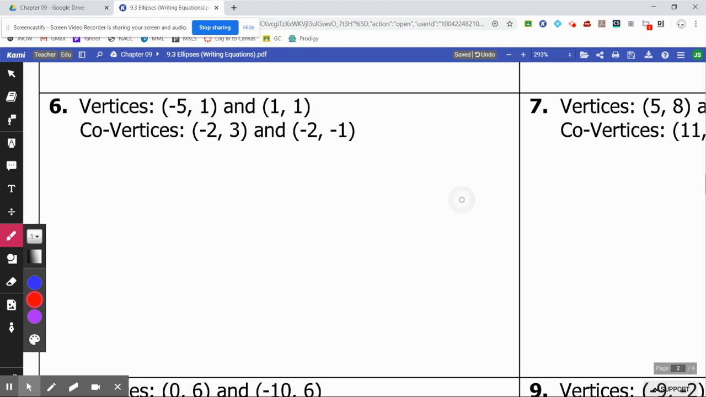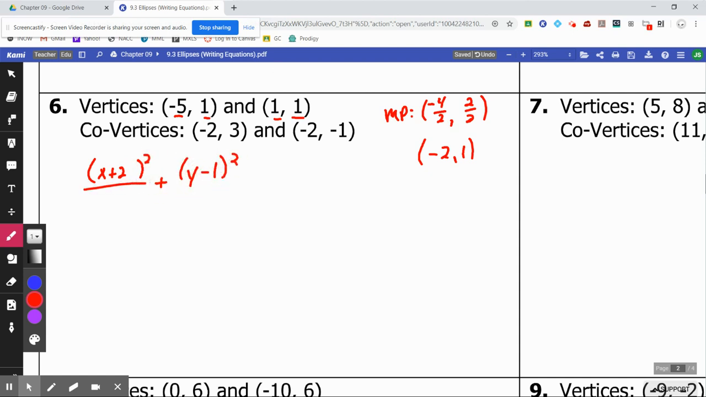So to find the midpoint, which will be the center, I'm going to add my x's, divide by 2. That'd be -4 divided by 2. Add your y's, divide by 2. And that gives me a midpoint at (-2, 1). So that's going to tell me that my ellipse is going to be at (x plus 2) squared over something plus (y minus 1) squared over something.